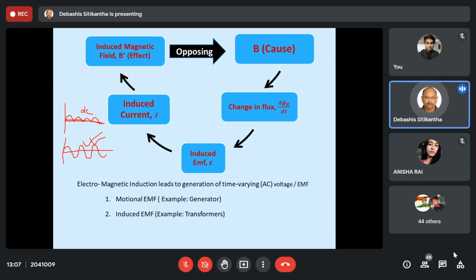Now, before that, let me tell you that electromagnetic induction leads to two types of AC waveform, or there are two methods which make use of the same Faraday's law in order to generate EMF. One of them is motional EMF. The principle of motional EMF is basically used in all the generators and alternators, where mechanical motion, that is mechanical energy, is directly converted to electrical energy.